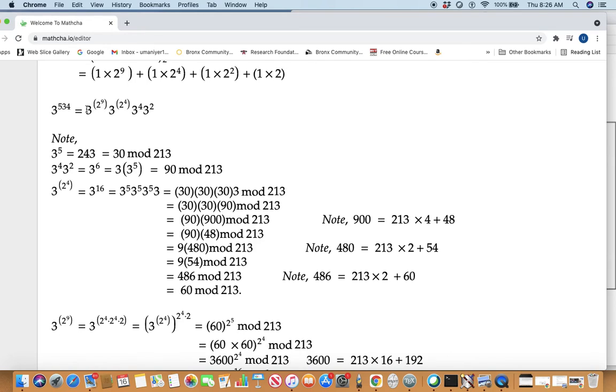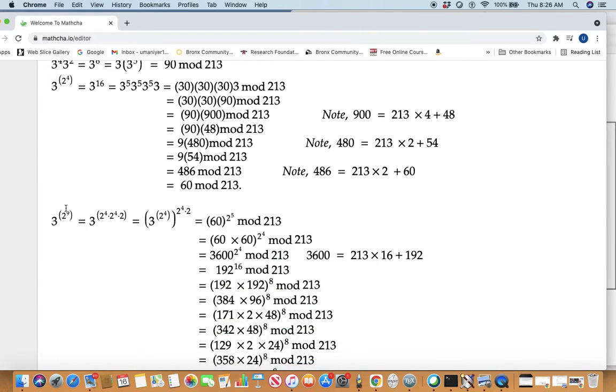Now we will work on 3 to the 2 to the 9th. 2 to the 9th is nothing but 2 to the 4th, 2 to the 4th and 2. So I will take 3 to 2 to the 4th first and take its power. Why did I do that? Because that we already calculated was 60. So 60 to the 2 to the 5th power. 60 modulo 213 doesn't do much. So I will take 60 times 60, that is 60 squared. So I take one of the power away and write 60 times 60. When I took one of the power away, I have 2 to the 4 left.